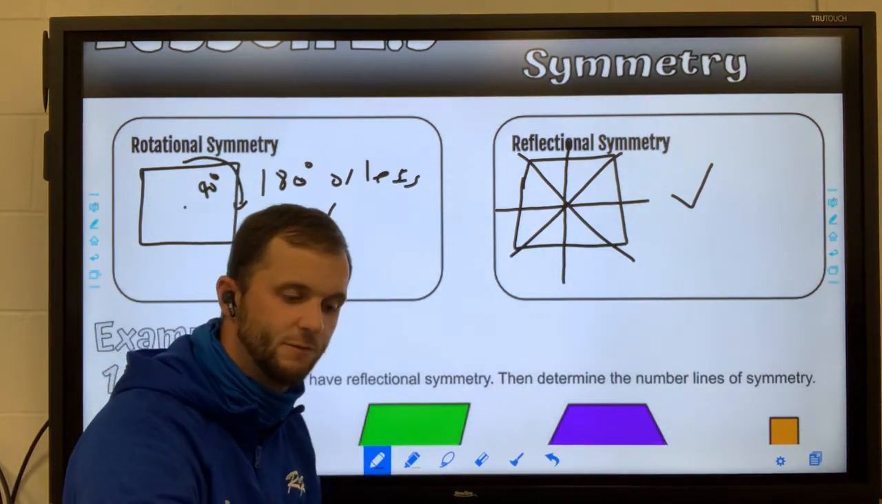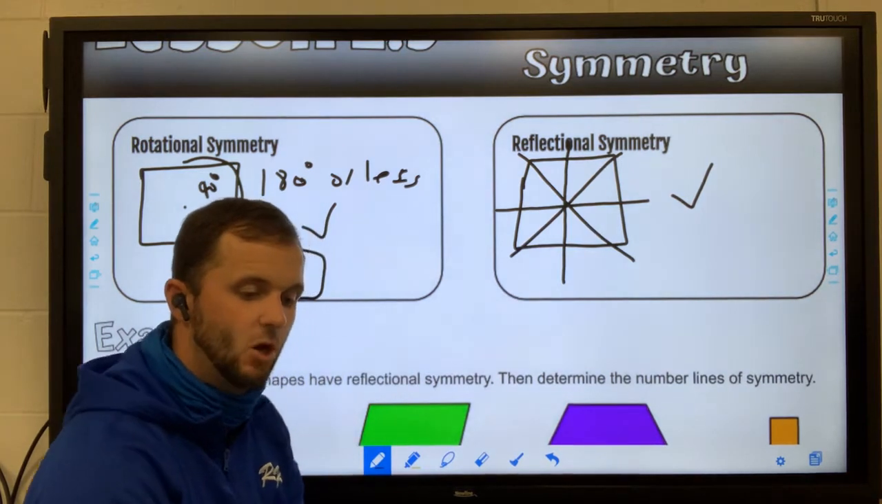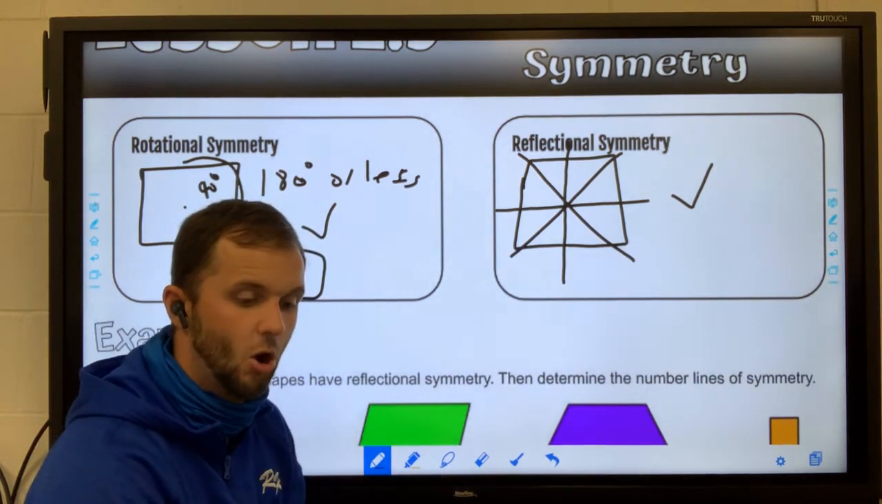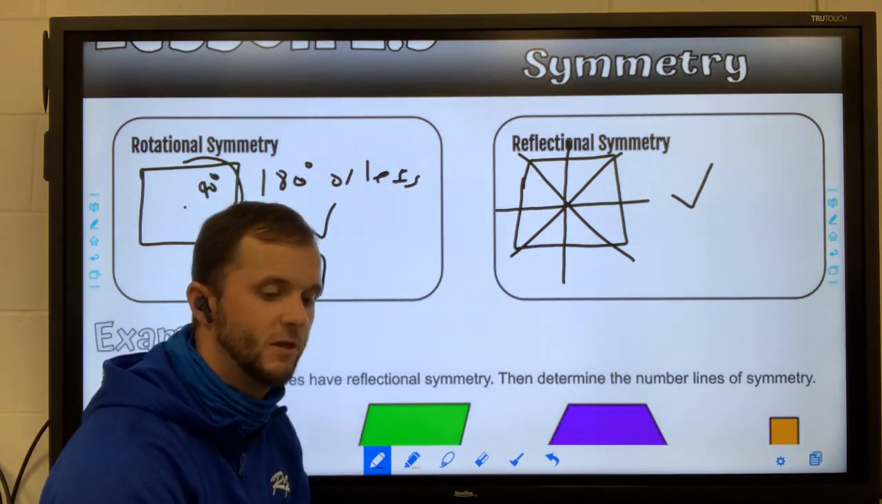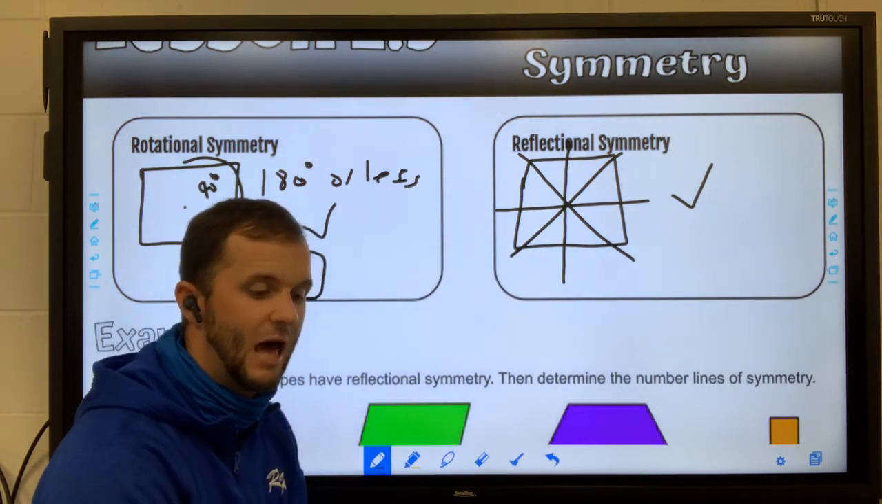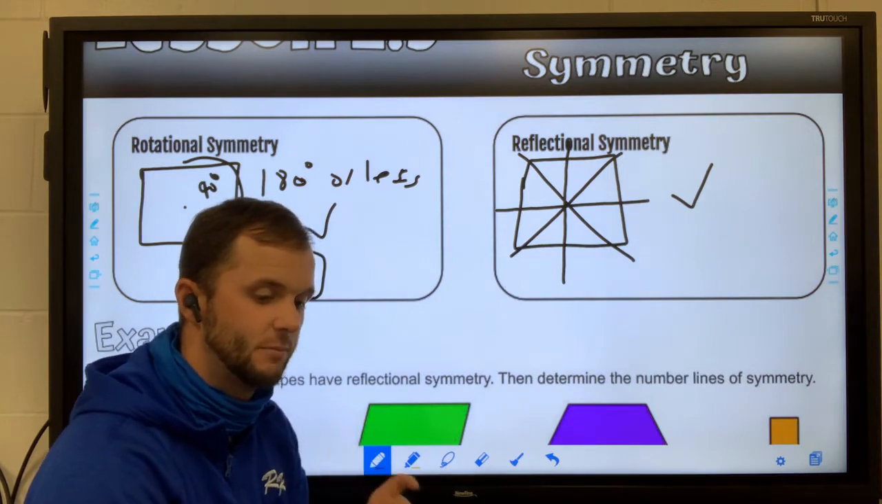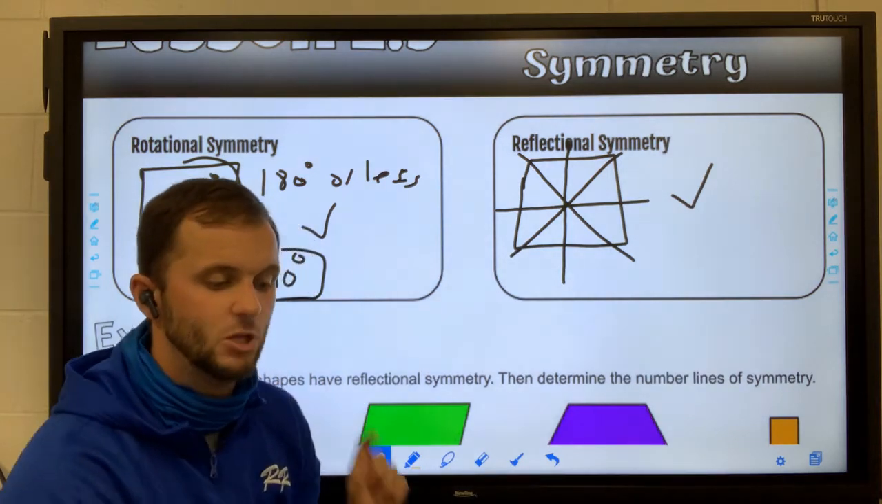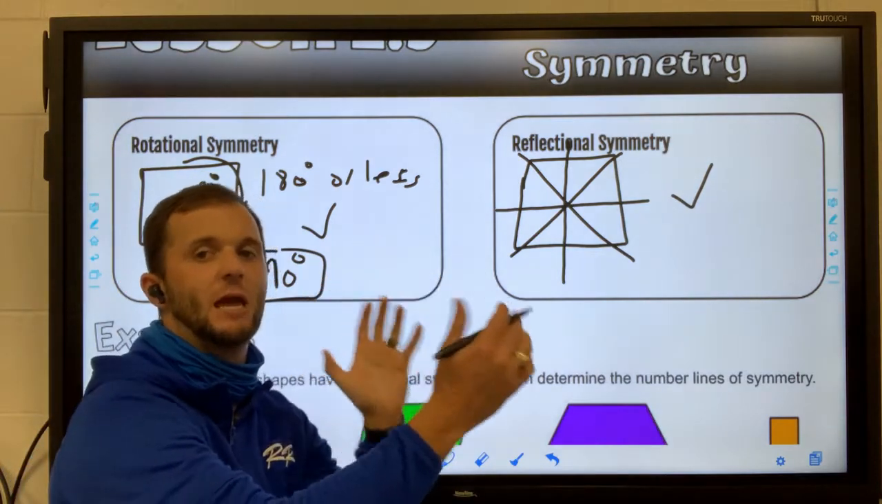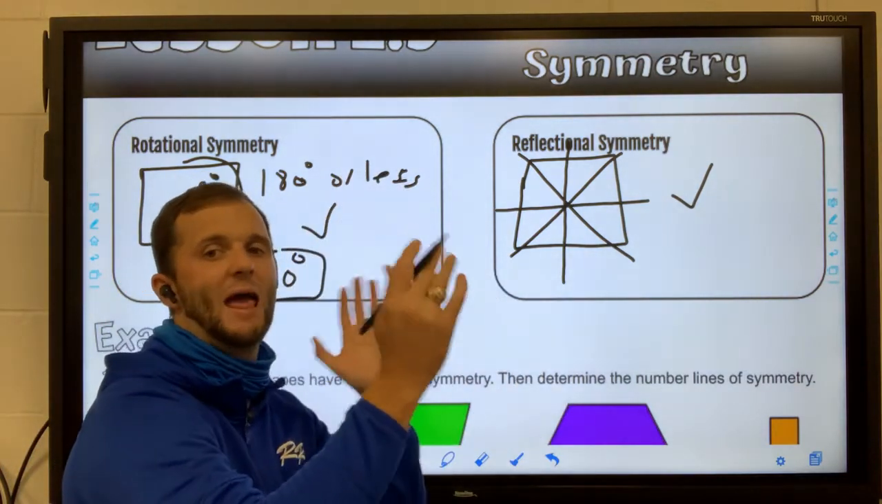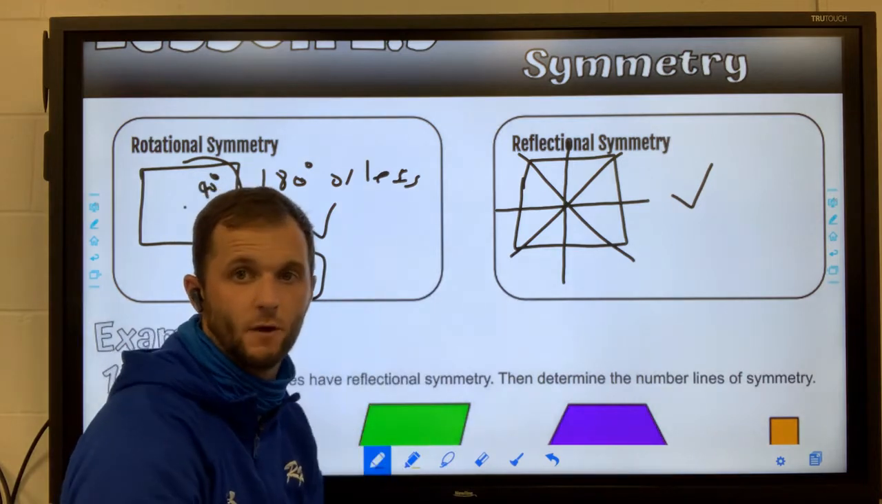The definition for reflectional symmetry: a figure has reflectional symmetry, or line of symmetry, if there is a reflection for which the figure is its own image. The line of reflection is called the line of symmetry. It divides the figure into two congruent halves. So basically, you take a shape and split it into two congruent halves, making them even to each other.